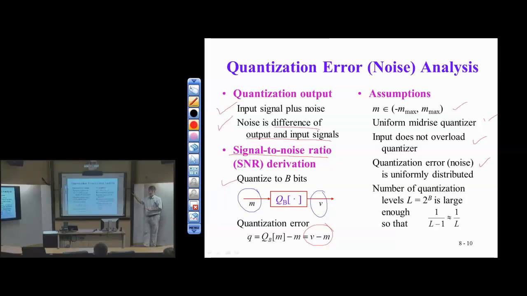We also assume that the quantization error is uniformly distributed. Now, this one is defensible because if we assume that the input values fall in the linear range of the quantizer, and we further assume that the values of the input are equally likely to occur, then it follows that the quantization error is uniformly distributed.